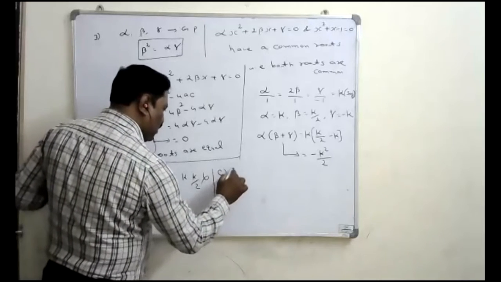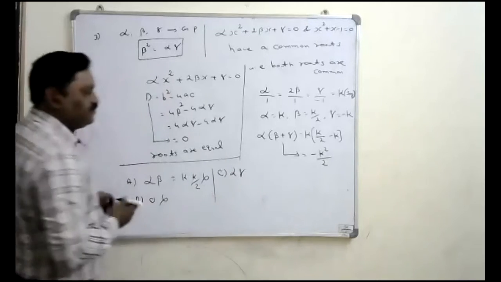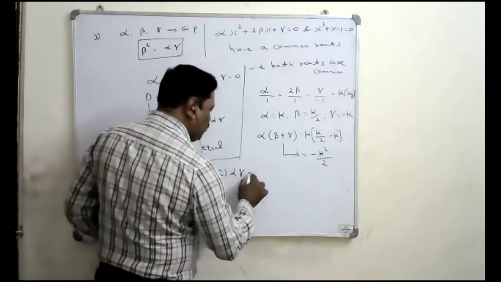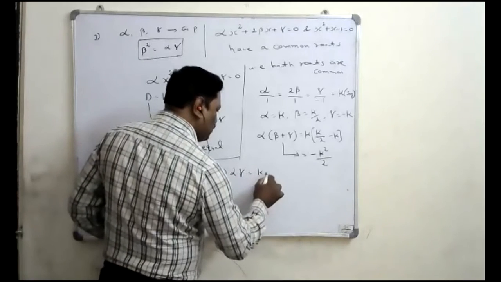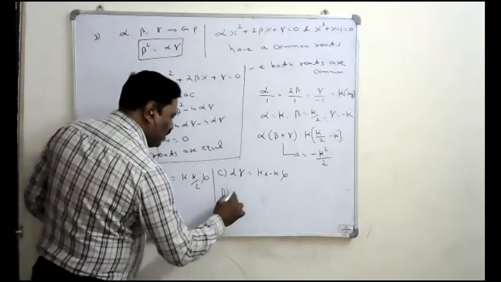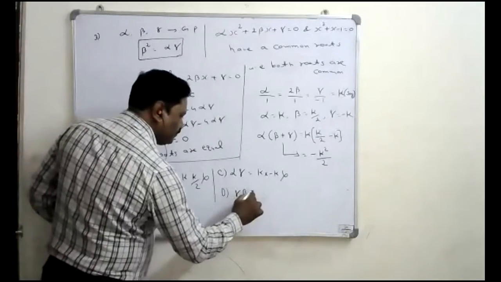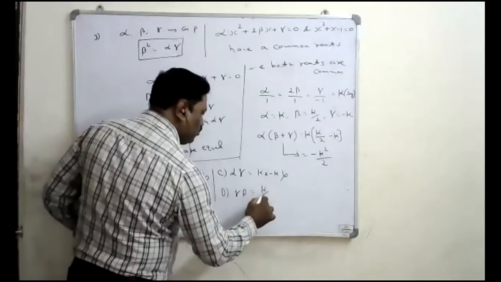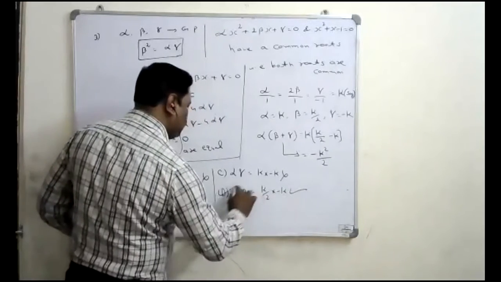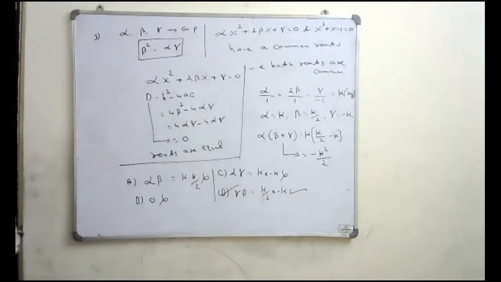The third option is alpha into gamma, where alpha is k and gamma is minus k. It is also not correct. Therefore, gamma and beta: beta means k by 2 into minus k, that is minus k square by 2, that is correct. This is the fourth option. Okay, take that.